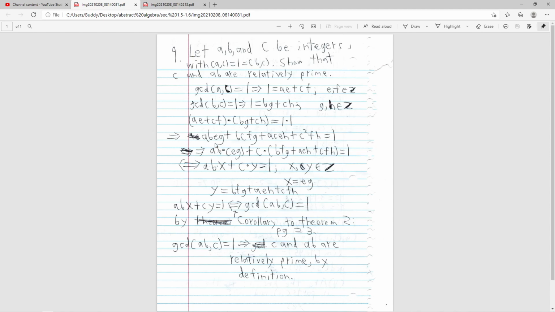So this whole thing, you factor out AB from here to get, it's just one number, but it's AB times EG. Parentheses emphasize it's AB times the number. Plus C, we factor out C from each of these terms: C times BFG plus AEH plus CFH equals 1. And it's A times B times X plus C times Y equals 1. X and Y are integers, where X equals EG, and Y equals that expression. So ABX plus CY equals 1 is equivalent to GCD of AB and C equals 1. That's what I mean by AB here, the product. And the corollary gives us that.